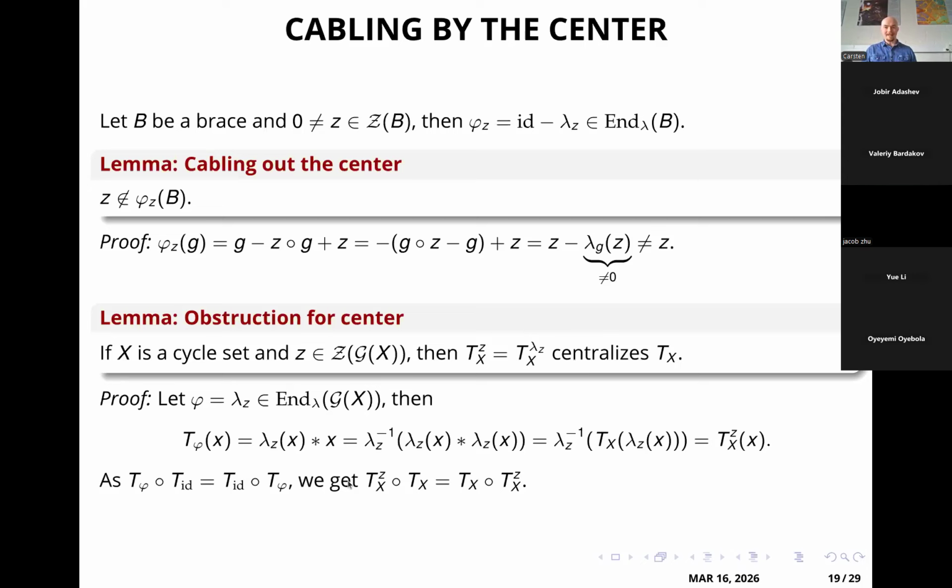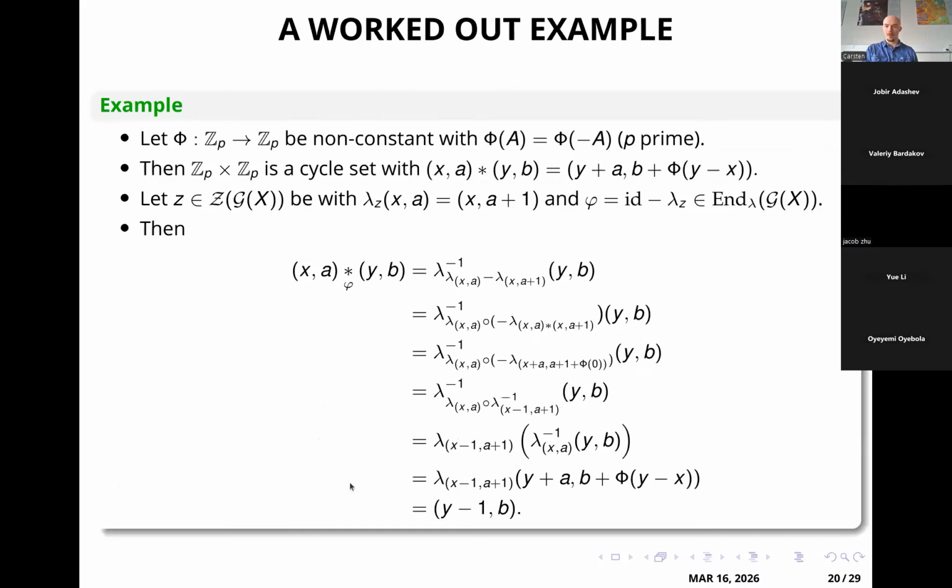And this later is the key for getting some retractability results. You will see. So first of all, what can a non-trivial cabling look like? I won't go through the whole computations now, just to see what can happen. If you do cabling, you can, for example, define a cycle set on the set p times set p, where p is a prime, by this rule.